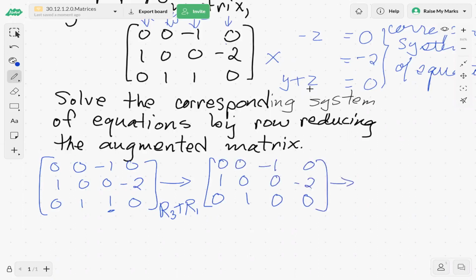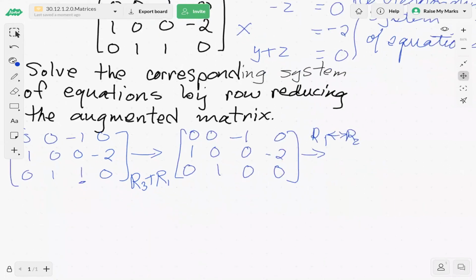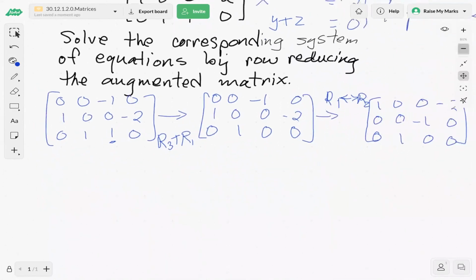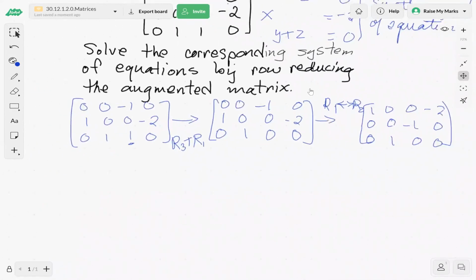Okay, so now let's interchange row 1 and row 2. So we get that 1 in the top left-hand corner. The third row just stays where it is, and let's just continue down here.